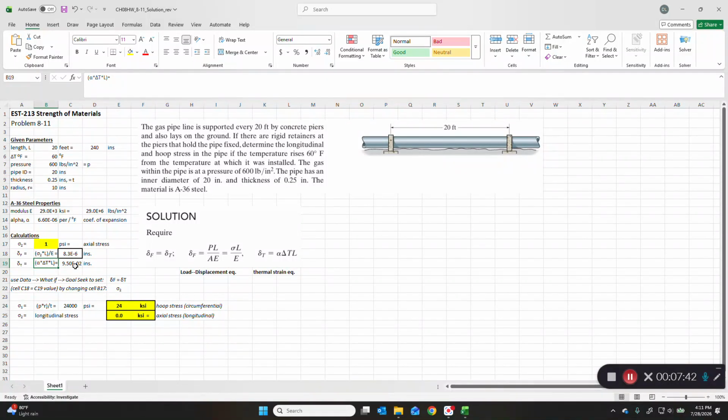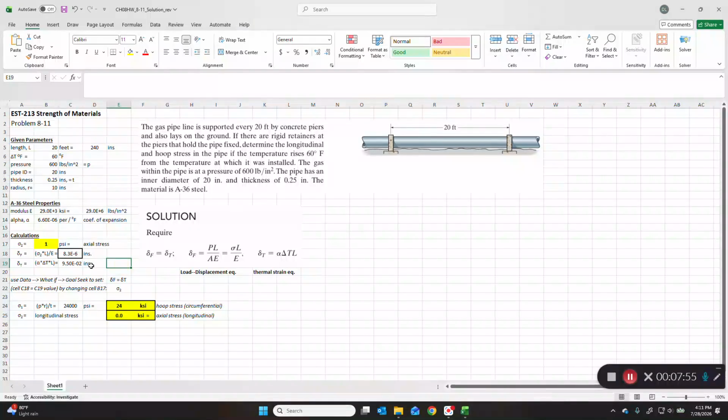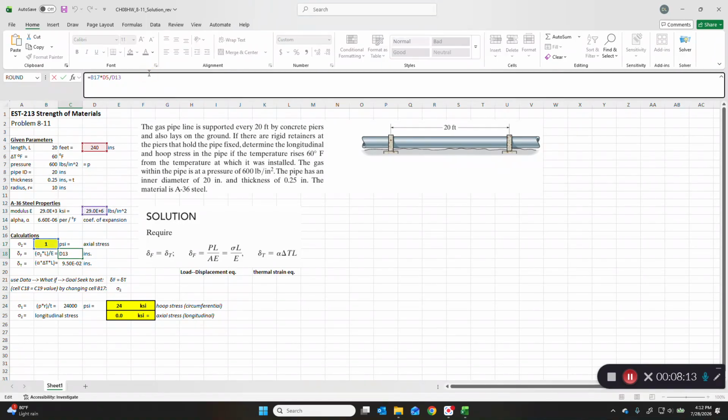Alpha delta TL is just this. It's alpha coefficient per degree Fahrenheit. Delta T is degrees Fahrenheit, so the units will cancel. L is 240, and so we end up with inches for units, and we get a very small thermal expansion here, right? So then we have lambda f. Well, we said that P over A is sigma 2, so it's just sigma 2L over E. Well, we don't know sigma 2, so we're calling it 1. And if you look at the equation here, sigma 2L over E, everything else is known.